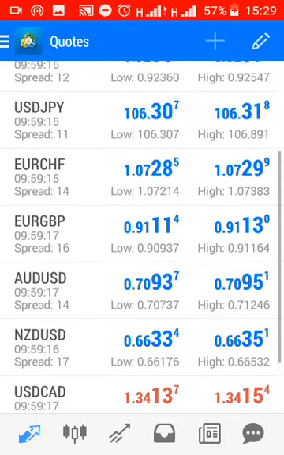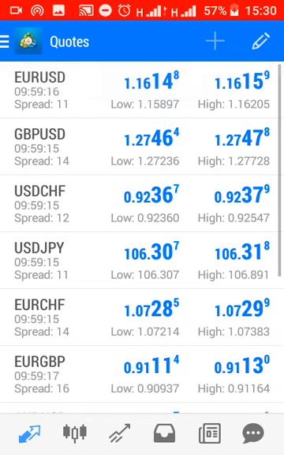But before we go to the second menu, you are seeing that on every pair we have the spread, and the high and low. For a good trader, you have to know that.